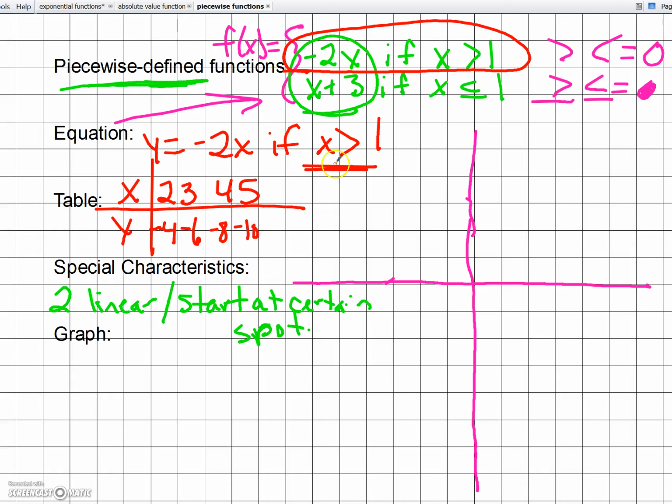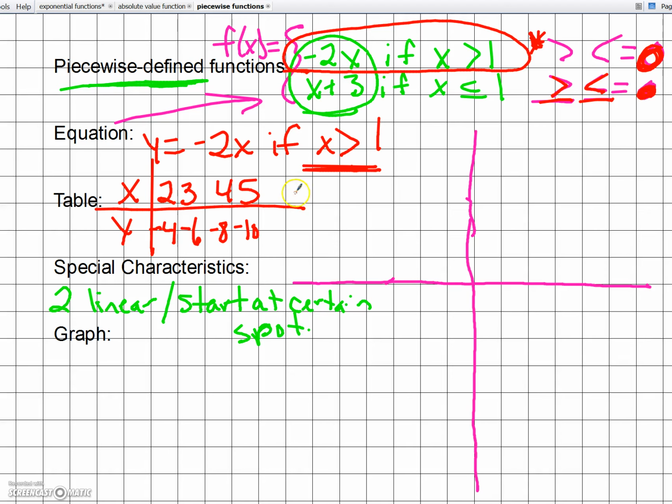Okay, so notice, going back to before, this is greater than 0. Let's just take a side note. You will need to write this down somewhere. If it is greater than or less than, remember our circle is an open circle. If it's greater than or equal to or less than or equal to, we will have a closed circle, just like when we were doing inequalities.